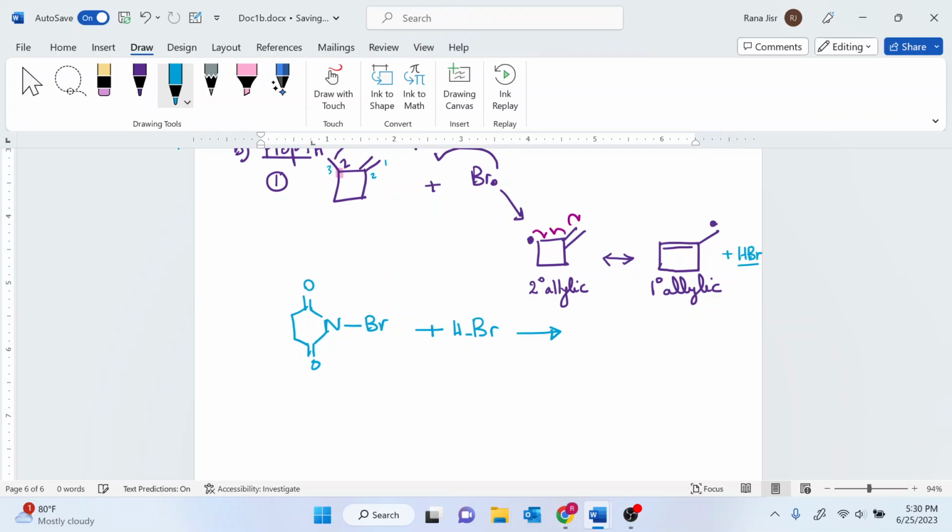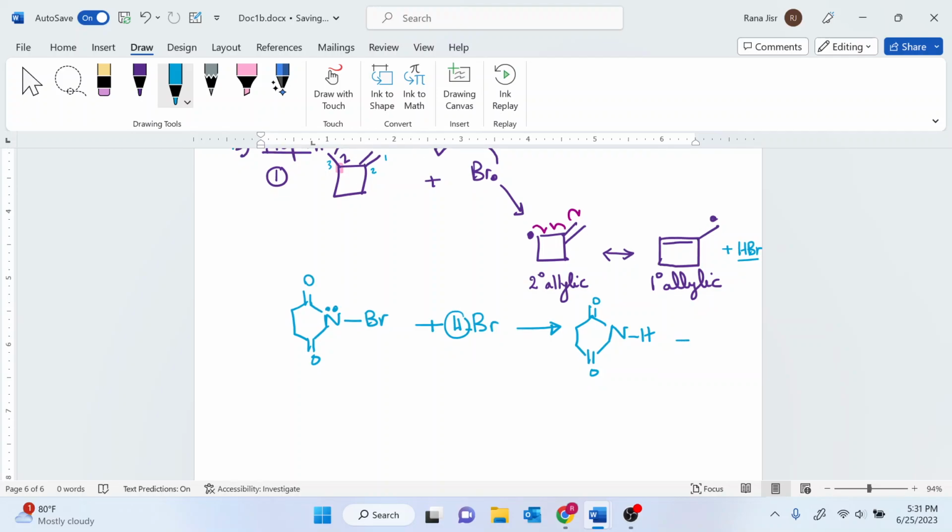When it reacts with HBr, the nitrogen is going to come and take a hydrogen. So you're going to end up getting a hydrogen next to the nitrogen in there. That is going to be the succinimide plus the bromine, the Br2. So it's that Br2 that is going to react in the second propagation step.